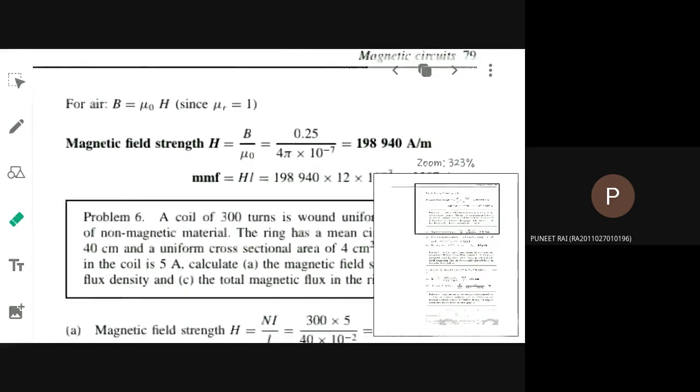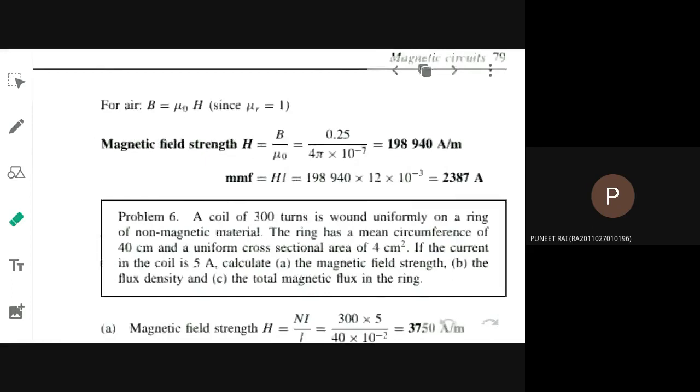It is an air gap, so what will be mu r? 1. Check whether you are getting those answers, H and MMF. L they have directly given, 12 mm, so 12 into 10 to the power minus 3.